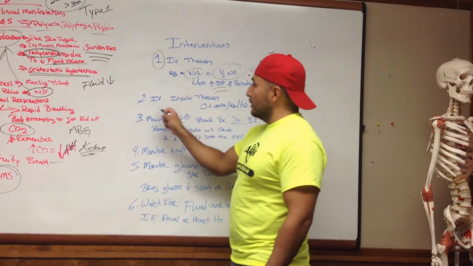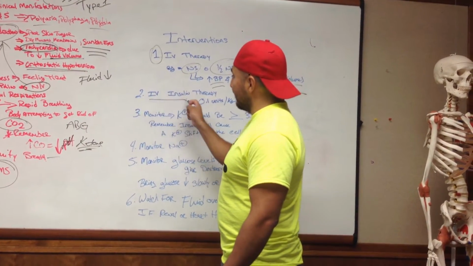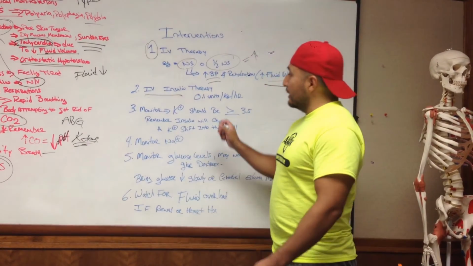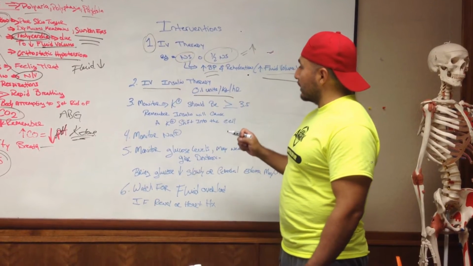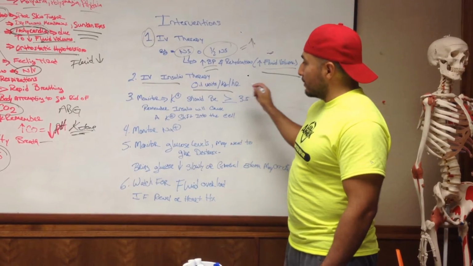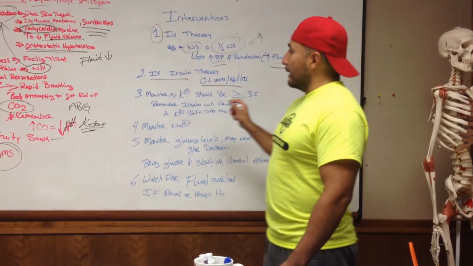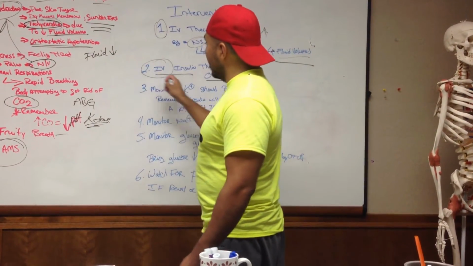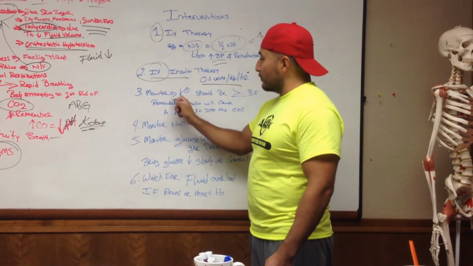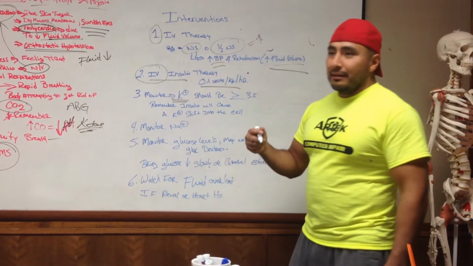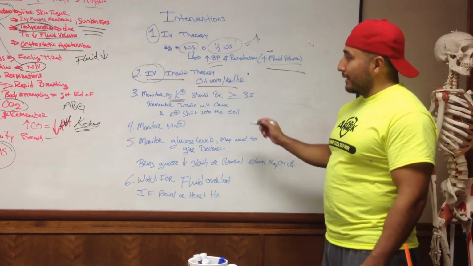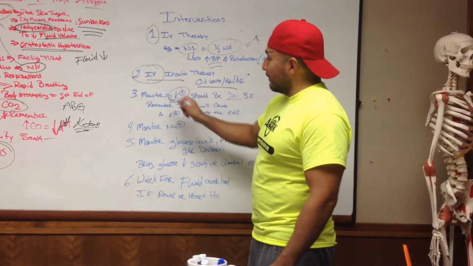Step number 2 would be to start IV insulin therapy. Now again, this will be determined by the physician. Textbook says 0.1 units per kilogram per hour. But again, this will be ordered by the physician. Now, when you start IV insulin therapy, you must monitor their potassium level. So you want to do something like a chem profile, chem 8, chem 7, anything that will give you a potassium value.